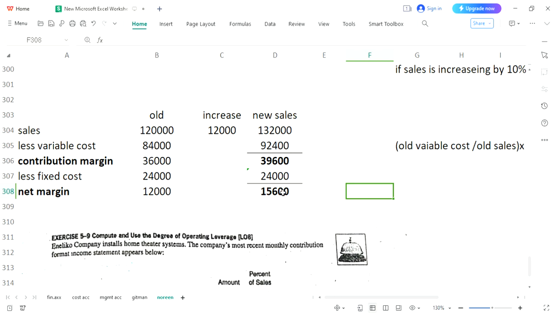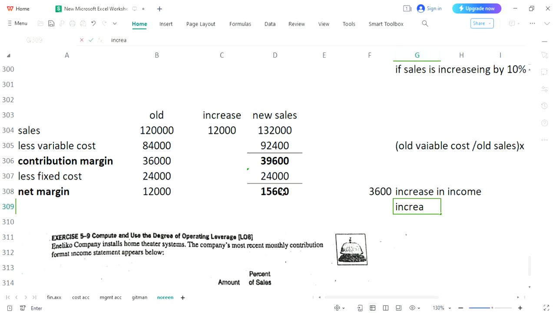How much net income has been increased? For this you will calculate, this was your new net income and this was your old net income. Total increase is 3600. What is it? Increase in income. And according to our claim, it should be 30%. For that we will apply a simple formula.